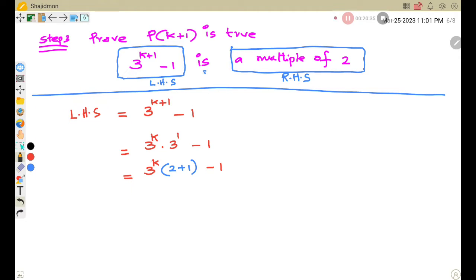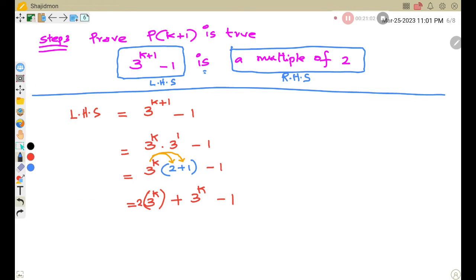Now just expand this one. See, multiply here. So you will get 3 power k multiply 2, means 2 multiply 3 power k, plus 3 power k multiply 1, means 3 power k, then minus 1. Okay, 2 multiply 3 power k, 1 multiply 3 power k, and minus 1. Now think about that one.